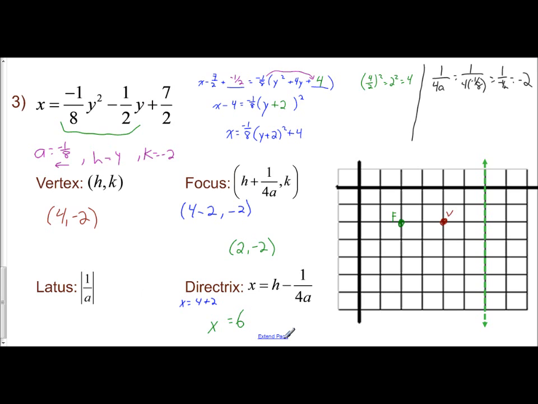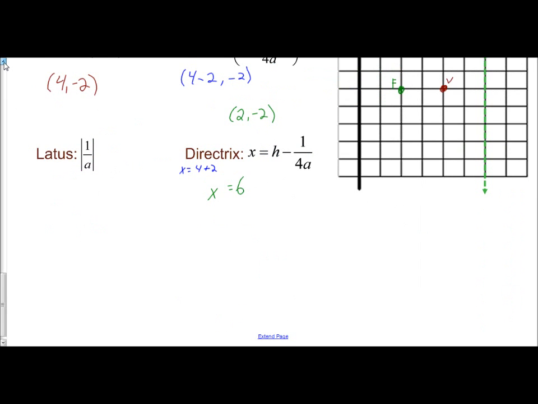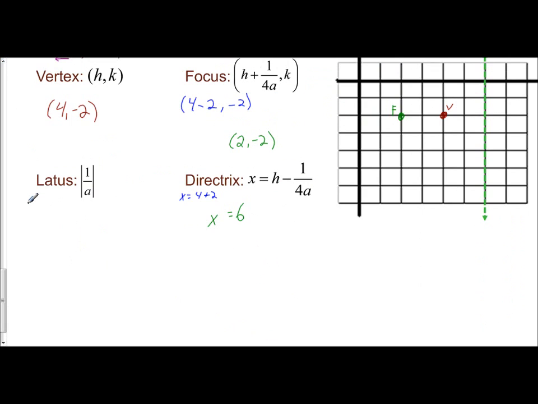And now I find the length of the latus rectum to help me with graphing. So the absolute value of 1 over a, I have the absolute value of 1 over negative 1/8. So the 8 comes to the top, so I have the absolute value of 8 over negative 1. So this is negative 8, so the absolute value of negative 8 is positive 8. So the length of the latus rectum is 8 units.